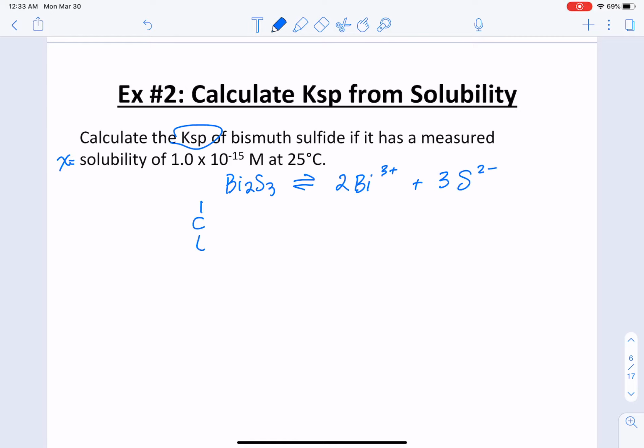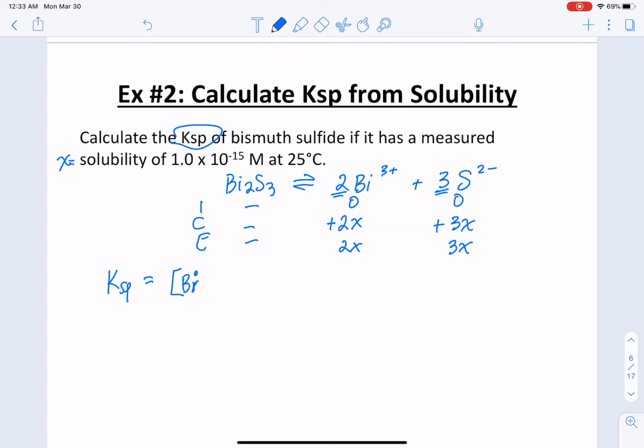All right, so in our ICE table, again, I don't include the solid. They both start at 0. This is going to increase by a factor of 2x due to there being 2 ions. Here there are 3 ions, so it's going to go up by 3x. So 2x and 3x represent the concentration of those ions. When we write our Ksp expression, we're going to pay attention to that mole ratio.